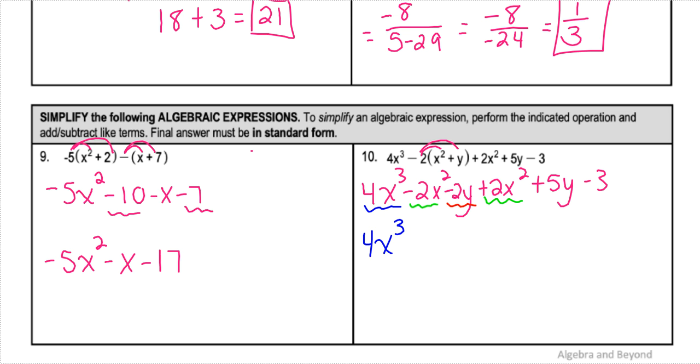Then I can combine the negative 2y and the positive 5y. That would combine to 3y. And then I still have this negative 3 on the end that I don't combine with anything, and I write it like that.